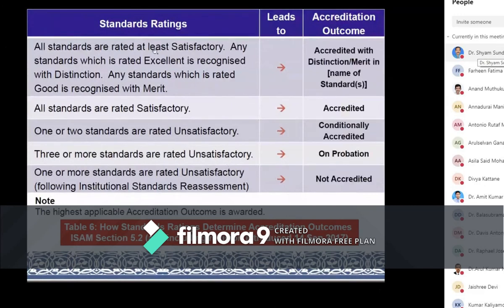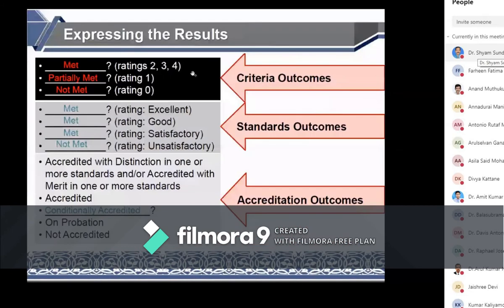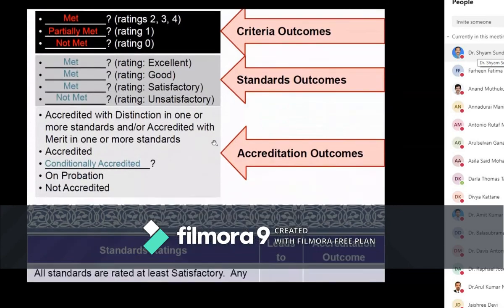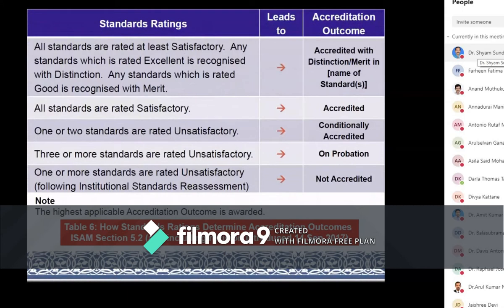Now, if all standards are at least satisfactory, meaning that if it is satisfactory, it is met, then we may be accredited with distinction. Any standard which is excellent is recognized with a distinction. Then if we are able to meet a minimum of satisfactory on all the standards, we will be accredited. We will see how we are going to achieve these standards through the criteria.